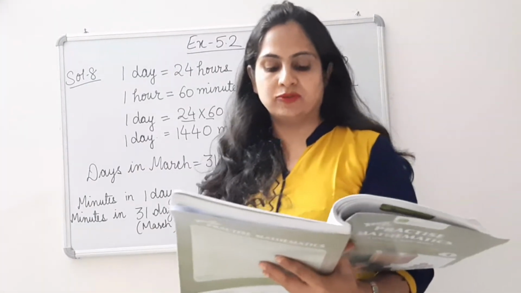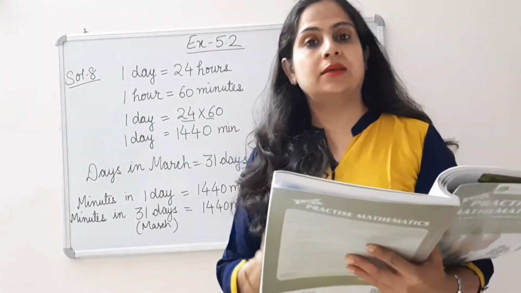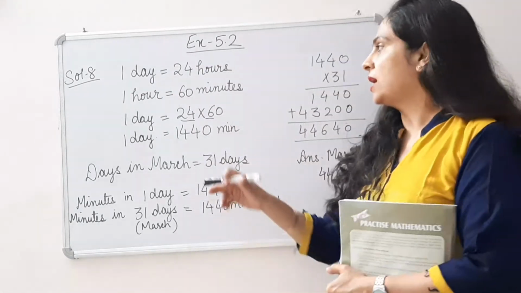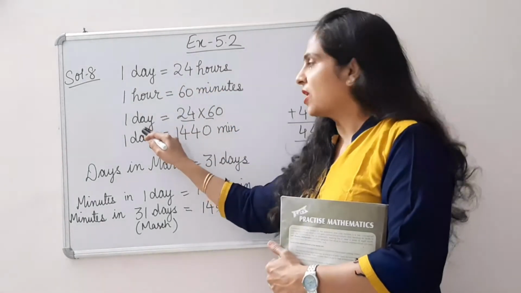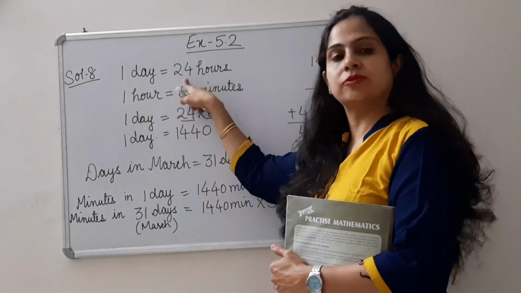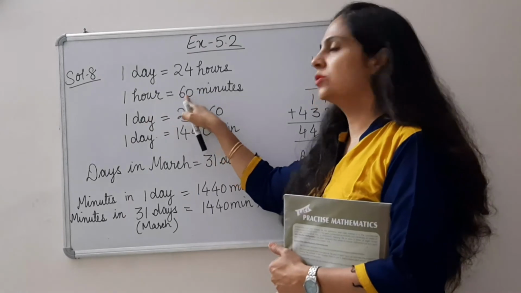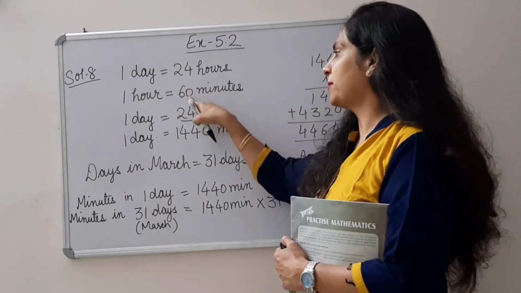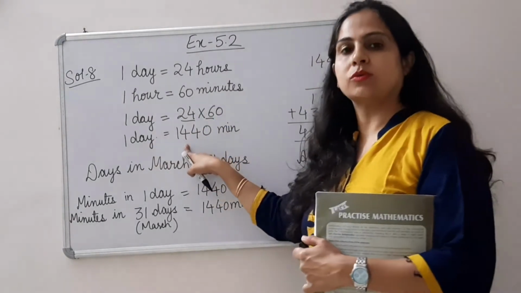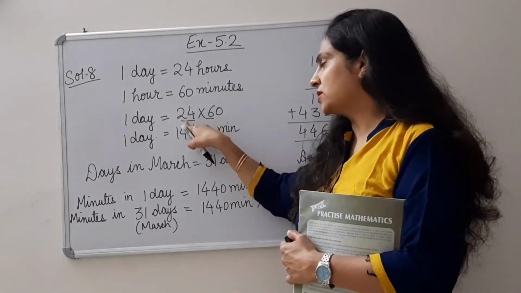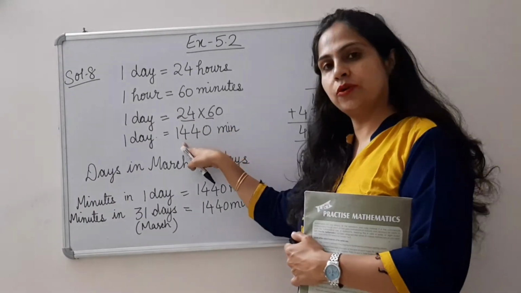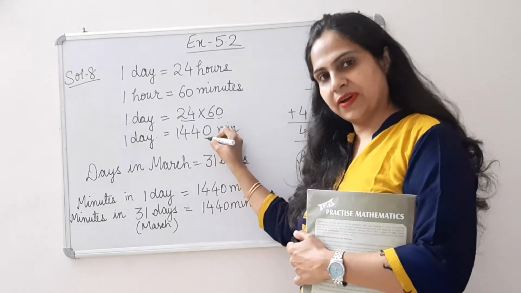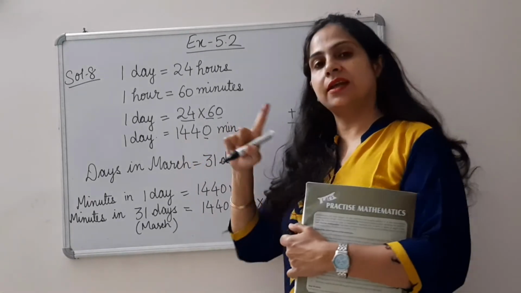Okay, so we have to find the number of minutes in the month of March. So first of all we will find the number of minutes in one day. How will we find it? We all know 1 day is equal to 24 hours and 1 hour is equal to 60 minutes. So 1 day is equal to 24 hours multiplied by 60 minutes, that is 1 day has 1440 minutes, because 24 multiplied by 6 is 144 and 1 zero is there. So we will write 1 zero over here. Fine. So 1440 minutes are there in just 1 day.